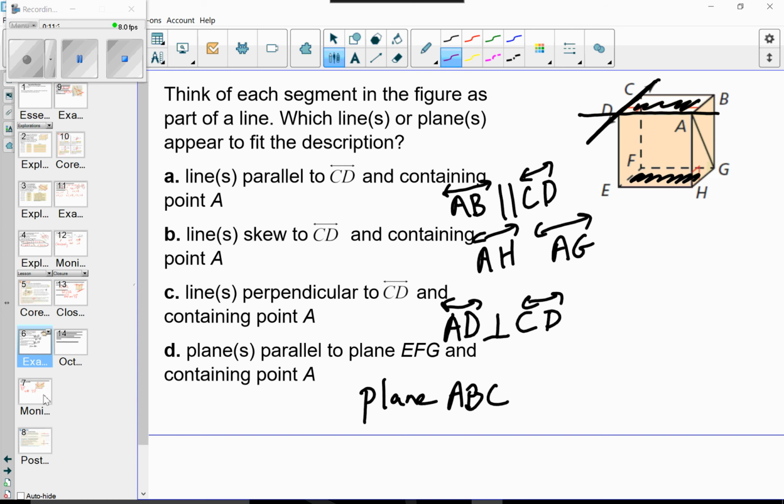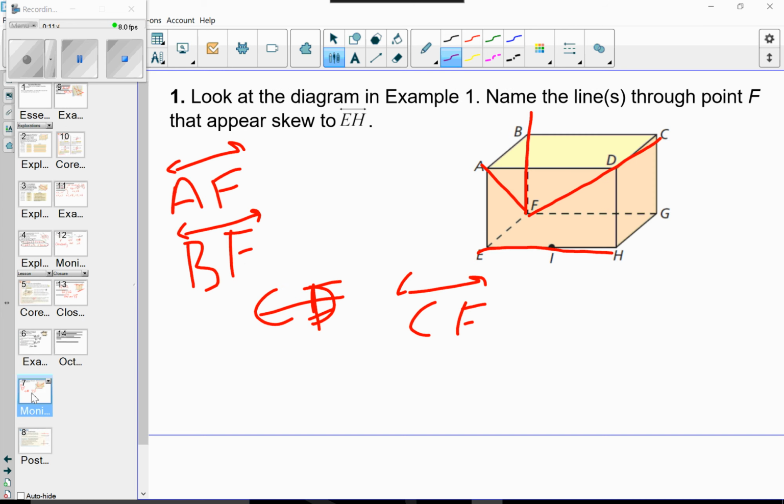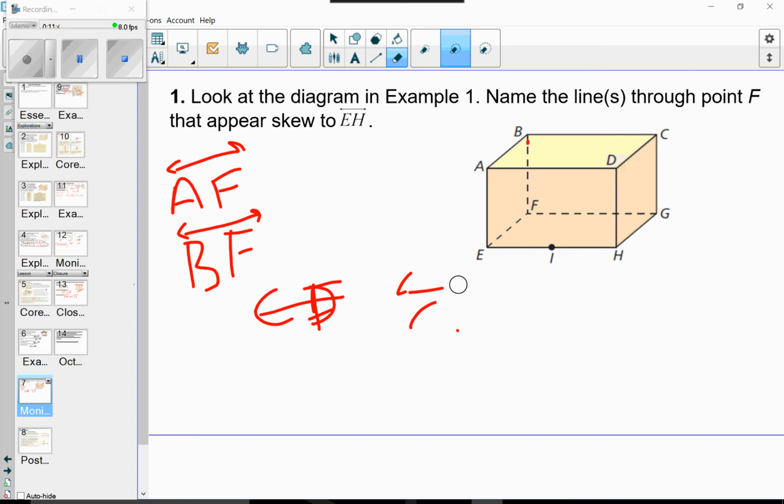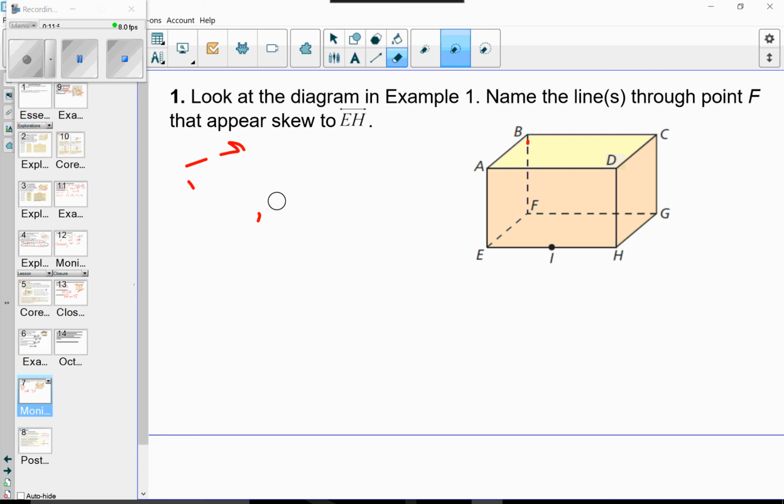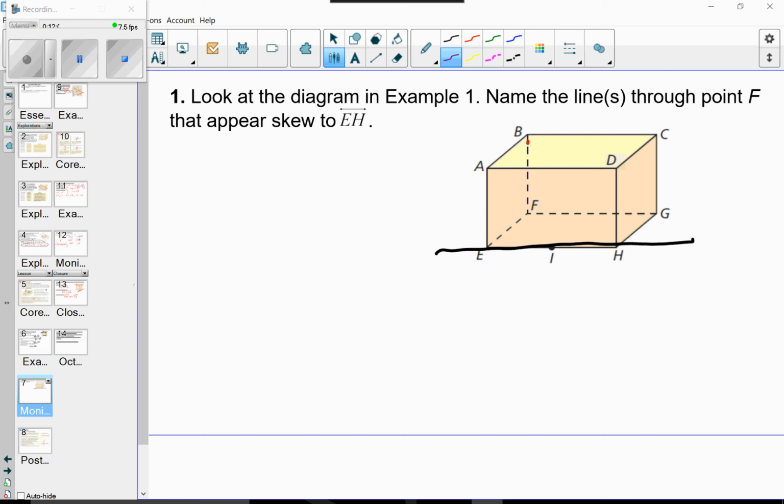Okay, moving on. Again, I'm going to go back and erase some of the stuff. I tried it earlier, and again, I did not use a stylus. So let's try it again, make it look a little bit better, not quite as sloppy. For this particular one, it says name the line or lines through F that appear skew to EH. So here's EH, and we want something that goes through F. So it has to go through F and be skew.